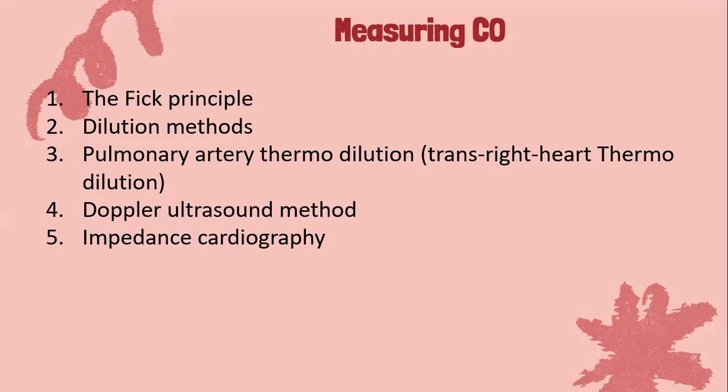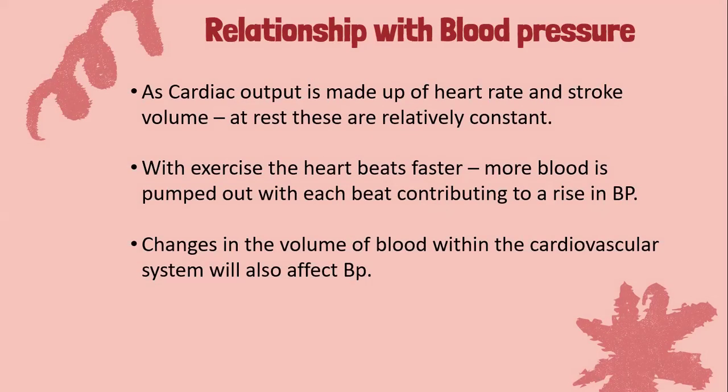To measure cardiac output, we can use various methods. There are the Fick principle, dilution methods, pulmonary artery thermodilution, and Doppler ultrasound. Those are methods, but we don't need to go into depth. We just take a rough look and know there are various ways to measure the cardiac output.